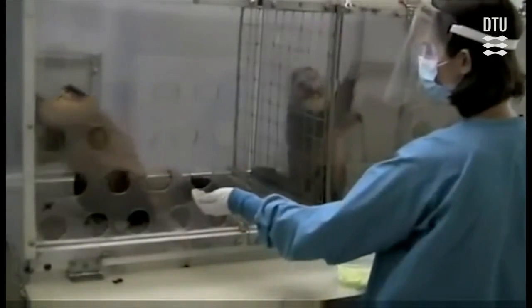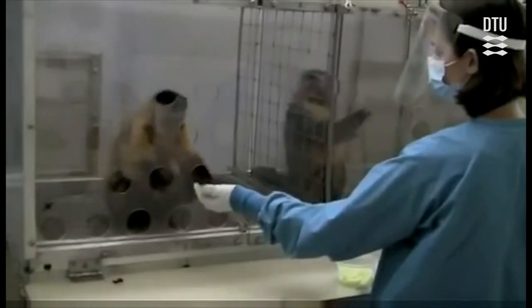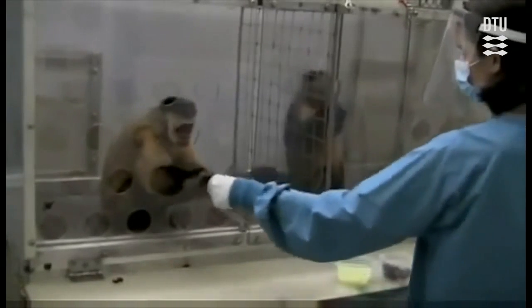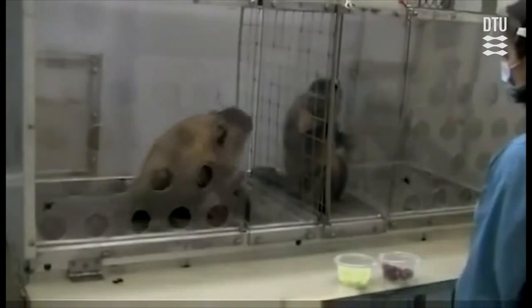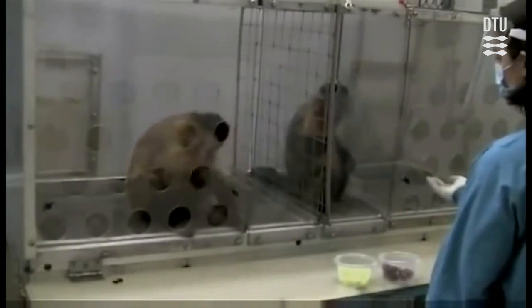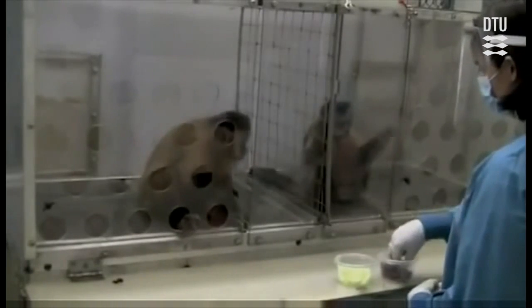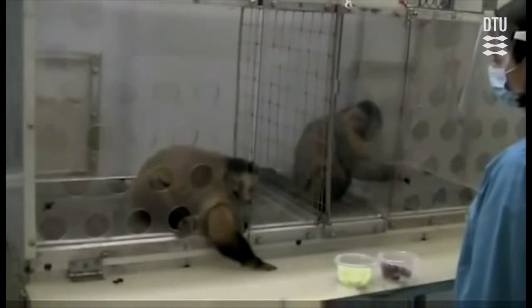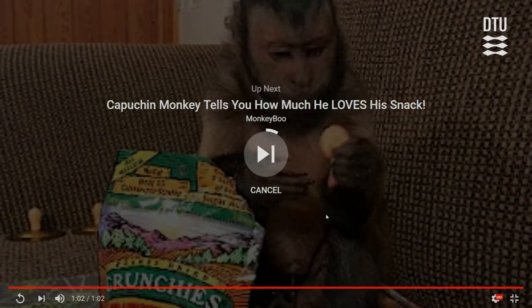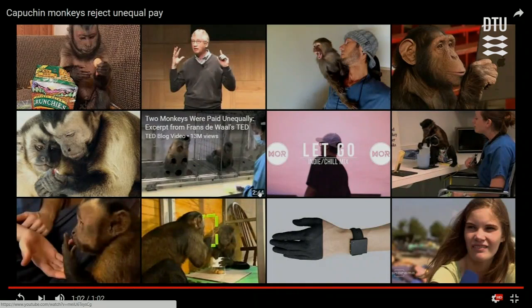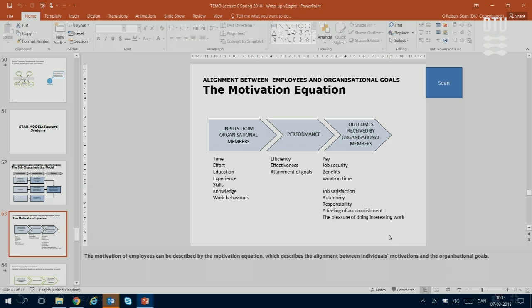She tests the rock now against the wall. She needs to give it to us. And she gets cucumber again. So this is basically... Okay. Enough monkey videos for today.